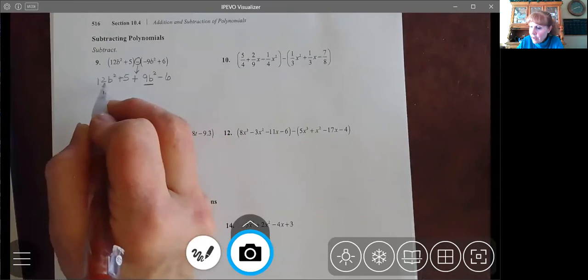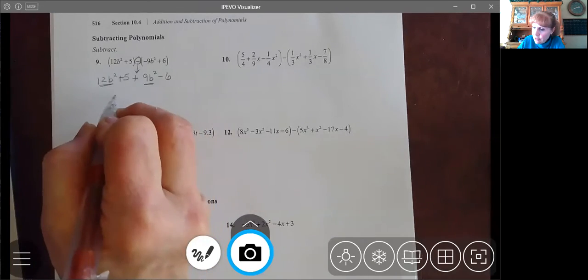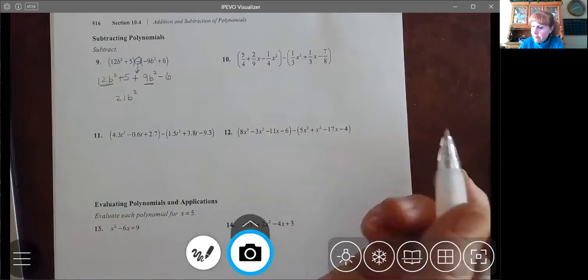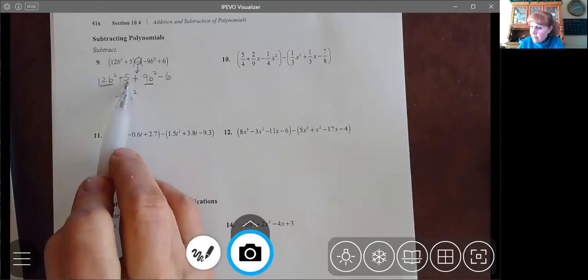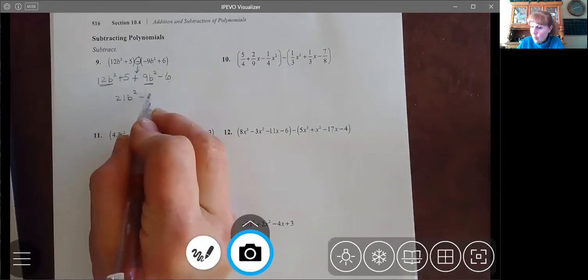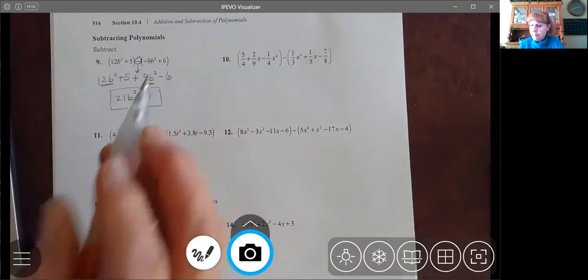this is a b squared and a b squared. That's our highest power. They match. So when you add those together, you get 21b squared. 5 and a minus 6 is a minus 1. And there's your answer. Okay.